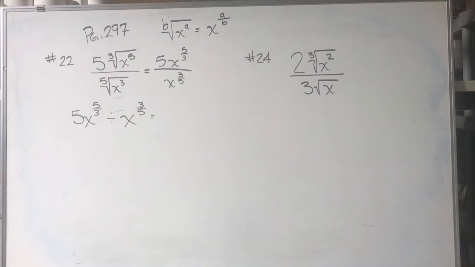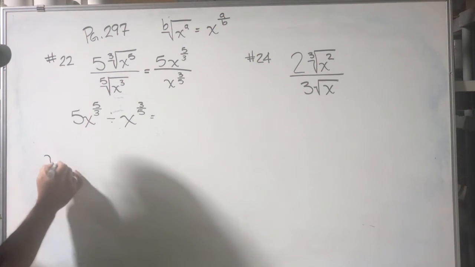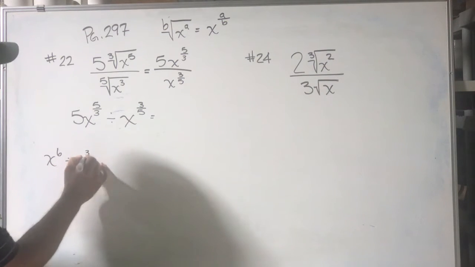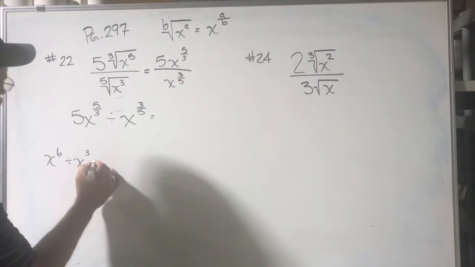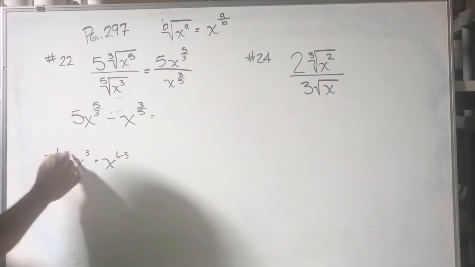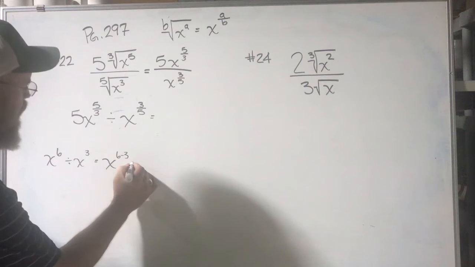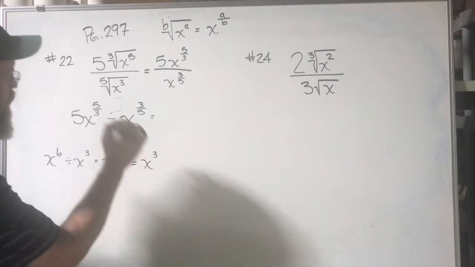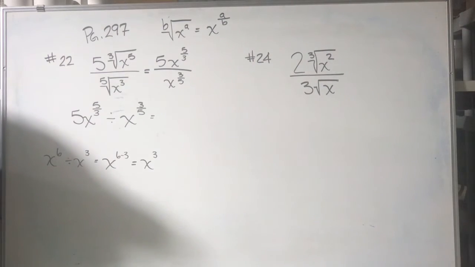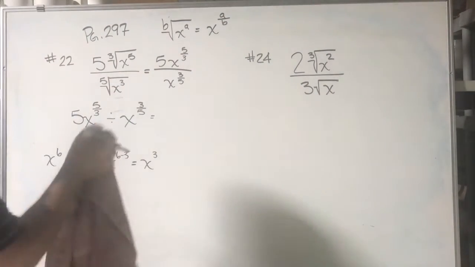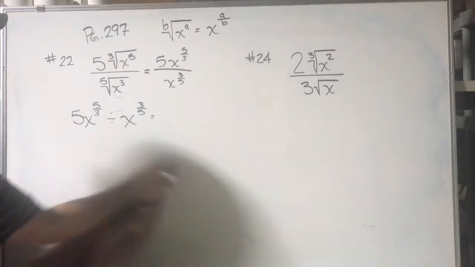Okay? So, for instance, if I have x to the 6th divided by x cubed, that's going to equal x to the 6 minus 3. I subtract the exponents. So, x to the 6 minus 3 equals x to the 3rd. Okay? So, I'm going to use that same principle with this.